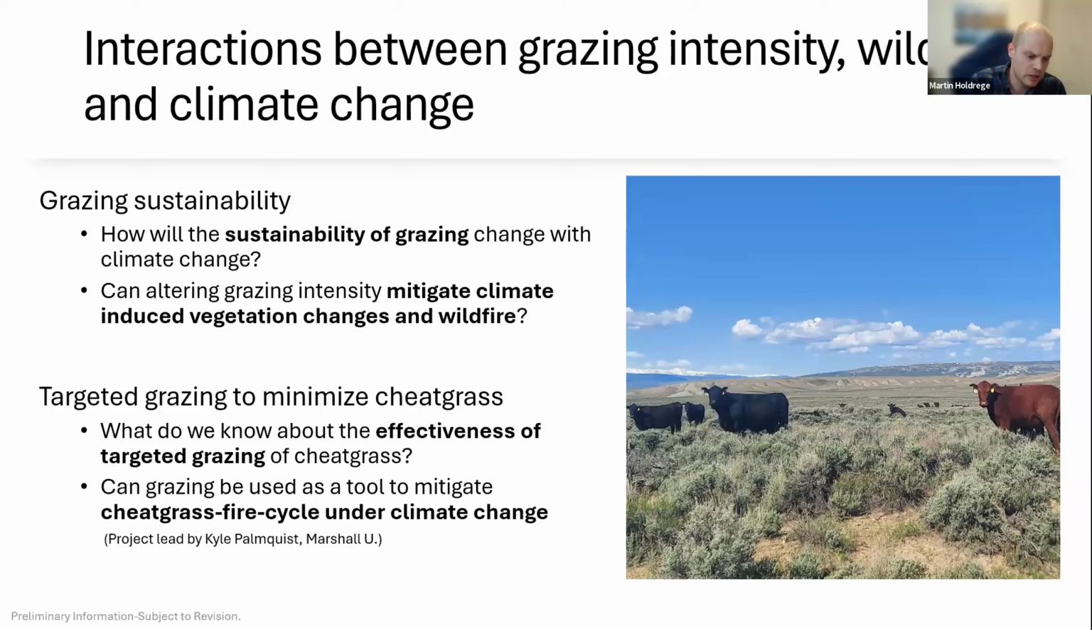Additionally, our collaborator Kyle Palmquist is leading a project looking at targeted grazing of cheatgrass and annuals more broadly. She's pulling together research from existing studies of targeted grazing on cheatgrass, and then going to use that in concert with the modeling framework to try to understand whether targeted grazing can help mitigate the cheatgrass fire cycle in the future under climate change.